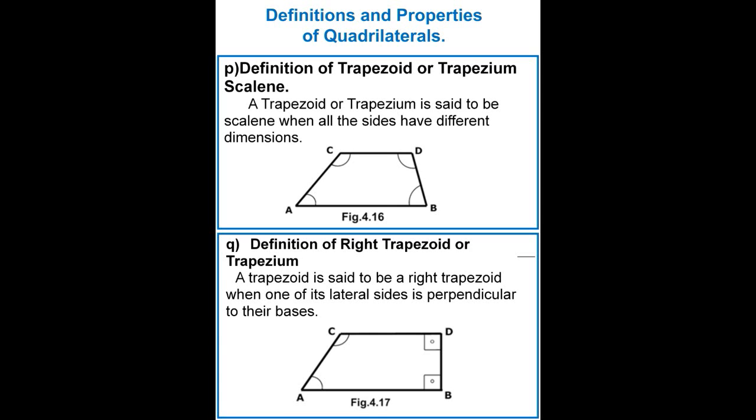This slide shows the definition of the scalene trapezoid quadrilateral shown in figure 4.16. A trapezoid quadrilateral is said to be scalene when the four sides have different dimensions, and the two sides called bases AB and CD are parallel. The second half of this slide shows a rectangular trapezoid quadrilateral. A trapezoid quadrilateral is said to be rectangular when one of its sides is perpendicular to its base. That is, this type of quadrilateral has two interior angles of the right type.